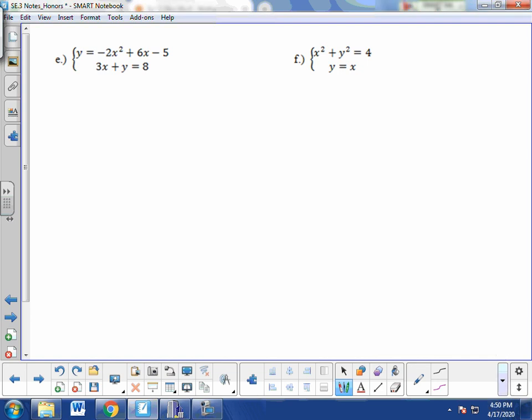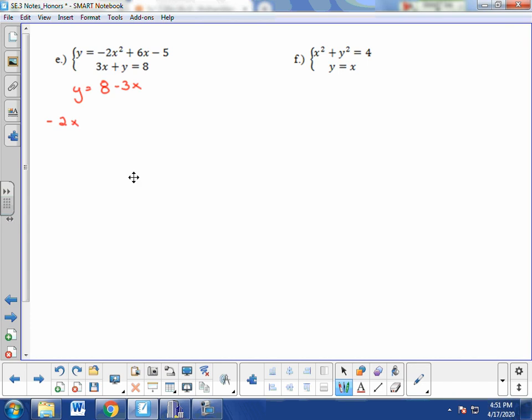So again, in order to solve these, we need y to be by itself. We're going to use substitution. This first one up top is good. Y is already by itself there, so I'm not going to have to do any work with that. In the bottom equation here, I am going to have to move the 3x, so I can do that by subtracting the 3x. So y equals 8 minus 3x. So now I've got 2 equations that are equal to y. I can set them equal to one another.